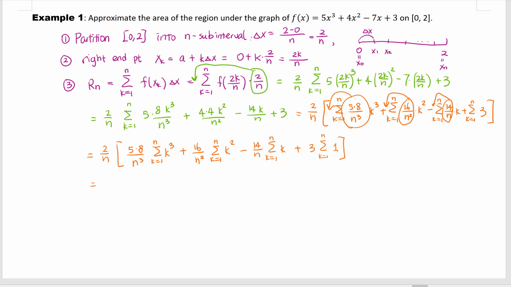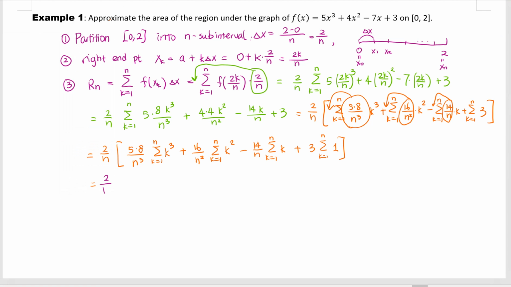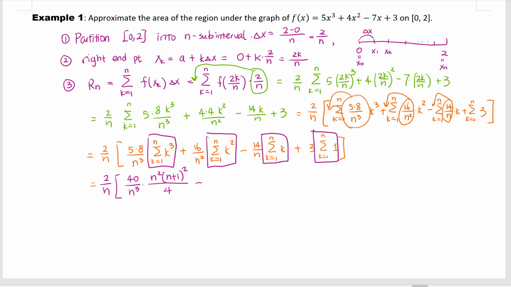Okay, now you can use our formula. We have 2 over n staying there. 5 times 8 is 40, sum of k cubed. See, this guy, I can use the formula. This guy, I can use the formula. This guy, I can use the formula. And this guy, we can use the formula. Sum of k cubed is n squared, n plus 1 squared over 4. Sum of k squared, do you remember? n plus 1, 2n plus 1, all over 6. And then the next term, we have negative 14 over n, sum of k, n plus 1 over 2, plus 3, sum of 1 is n. Okay?